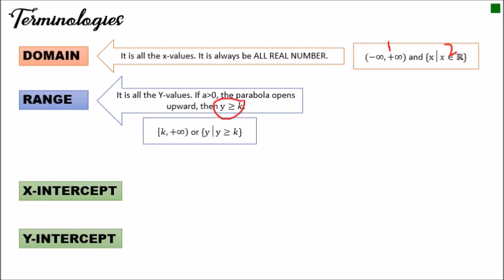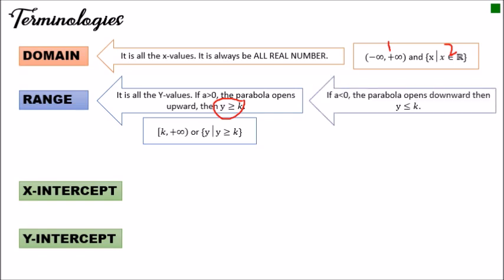And then, pwede nating i-represent yung ating range as k, included yung k, kaya naka-bracket siya, k up to positive infinity, or y such that y is greater than or equal to k. Kapag naman ang a mo is less than 0, yung parabola mo opens downward, and then, ang gagamitin mo naman ngayon na notation para sa iyong range ay y is less than or equal to k.